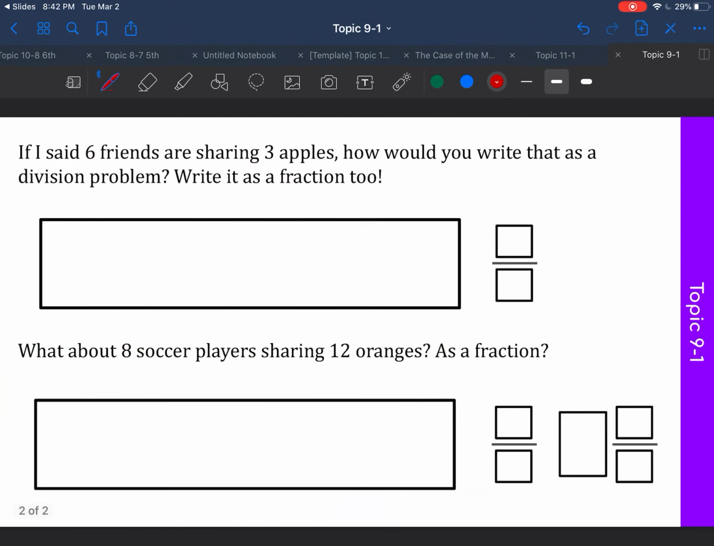So what we are going to do now is we are going to look at a word problem and get a division problem from that word problem. So let's see. So this first problem, it says, if I said 6 friends are sharing 3 apples, how would you write that as a division problem?